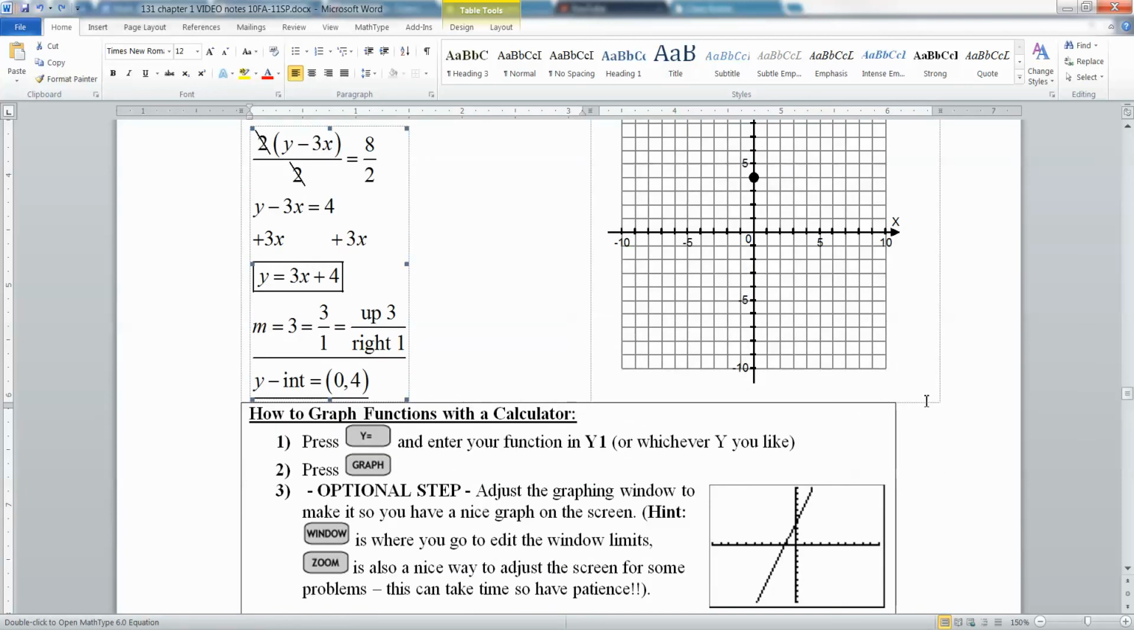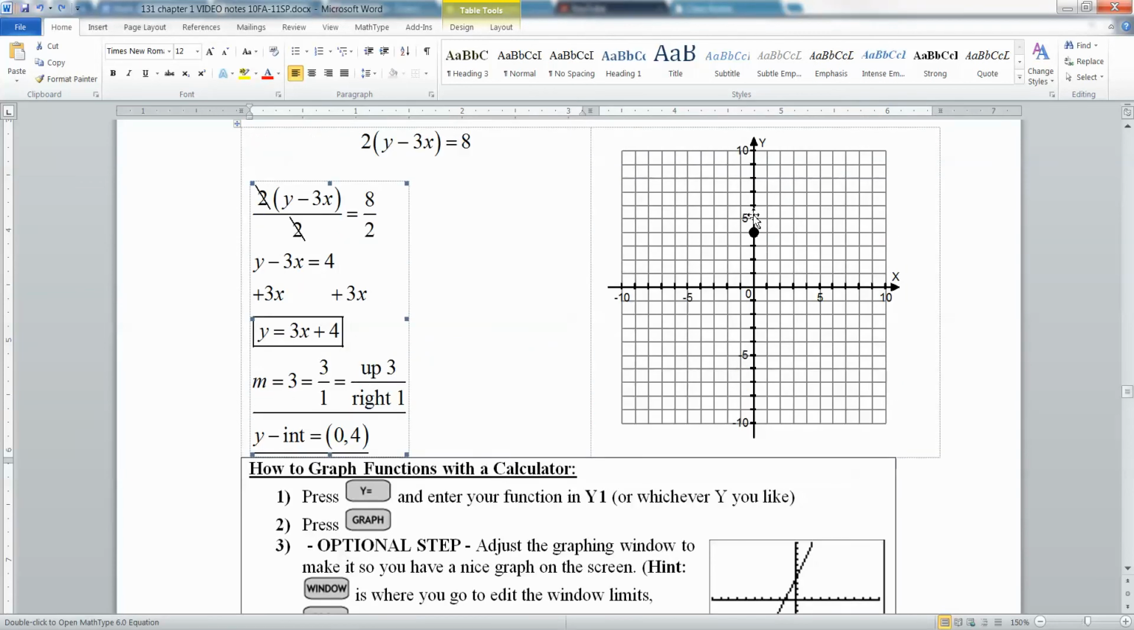All right, so that means that my starting point is 4. So I start at 0, 4, and I put a dot there. And then I'm going to go up 3. So I'm going to count off 1, 2, 3 to the right 1 and put a dot. Poof, like that. So up 3, right 1. Now I'm going to do it again. Up 3, right 1. There it is.